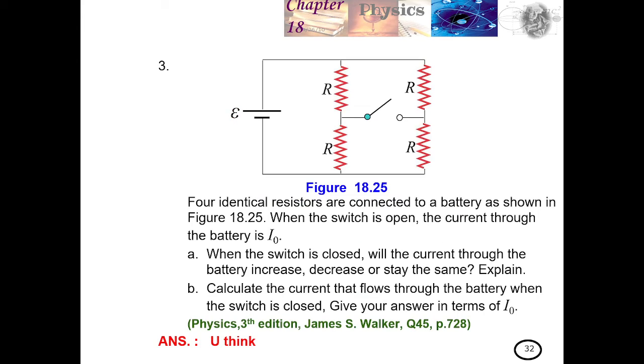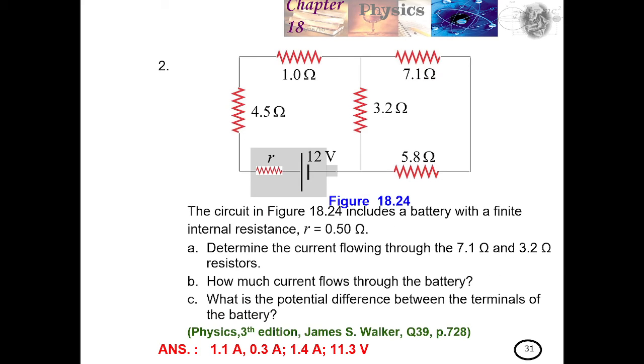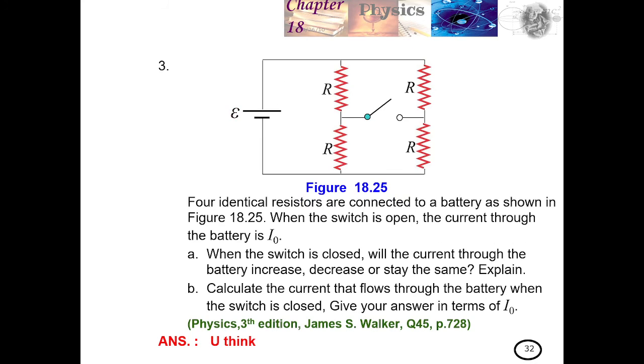You can pause the video and try to do the answer, do the working and find out the answer. Answers are given on the screen. This is number 2 also.